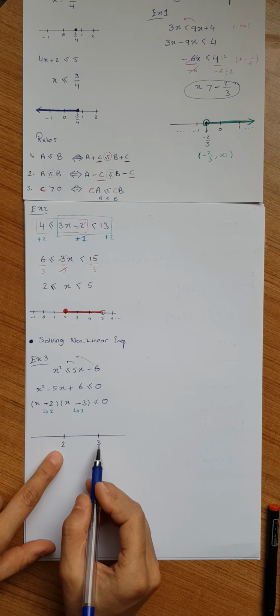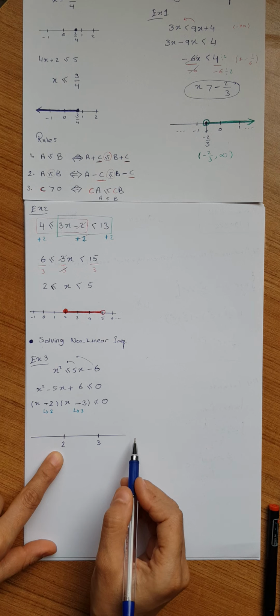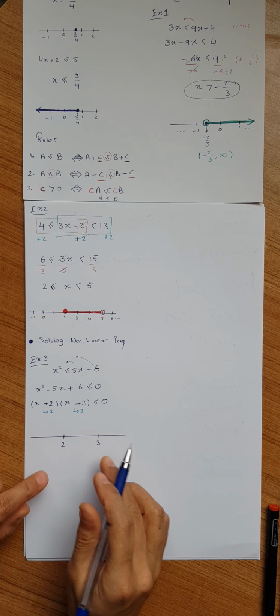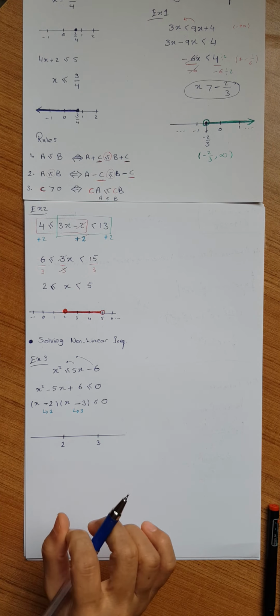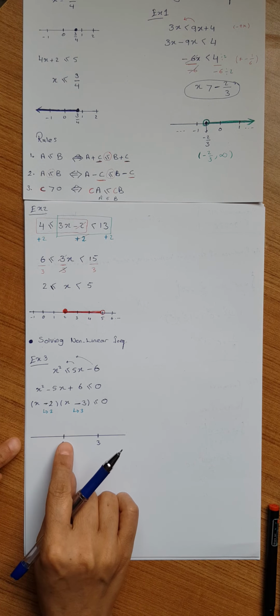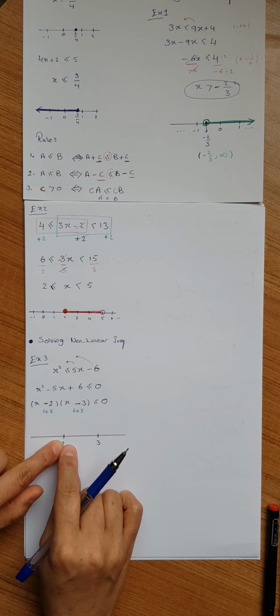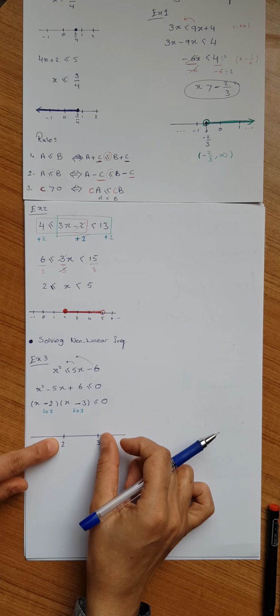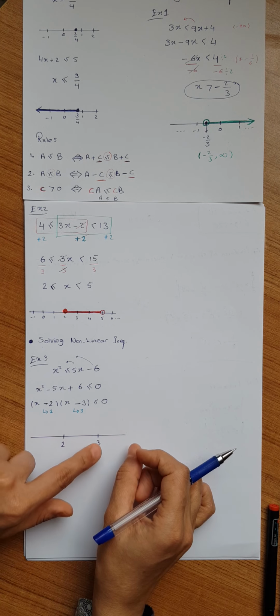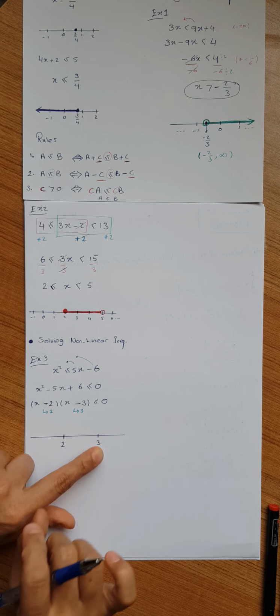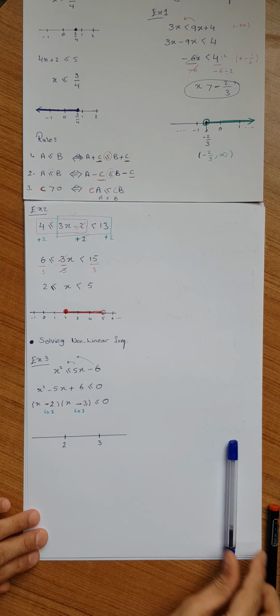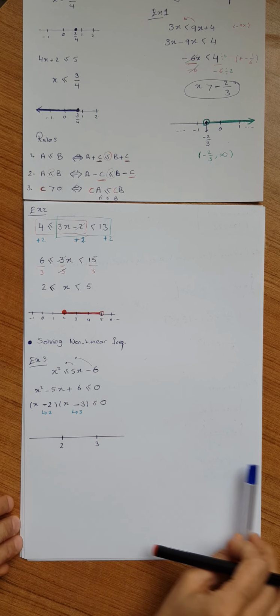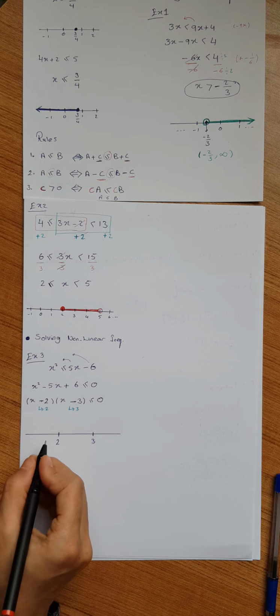When you see 2 and 3 on the real number line, it separates the real number line into 3 different intervals. One interval is from negative infinity to 2. Another interval is between 2 and 3. The other interval is between 3 and infinity. So from each interval, I will choose a test number. That means a number from each interval.